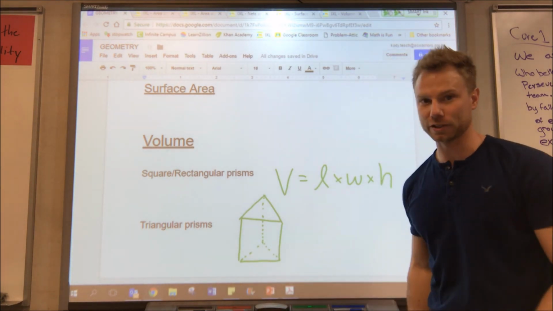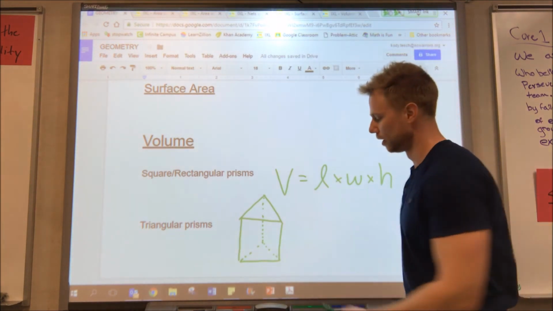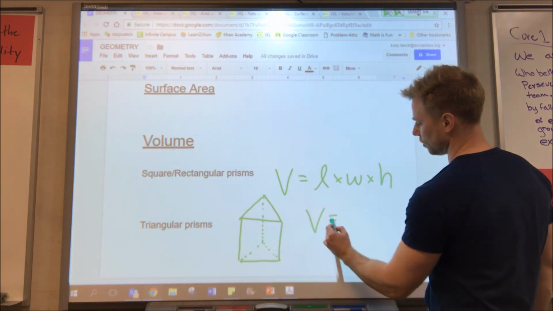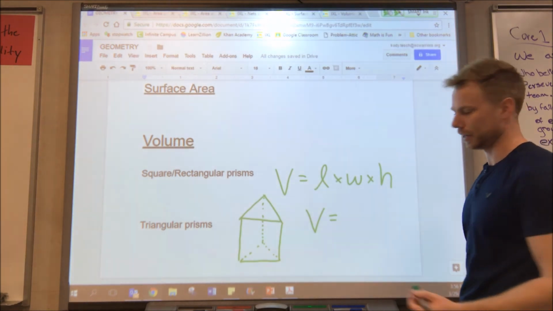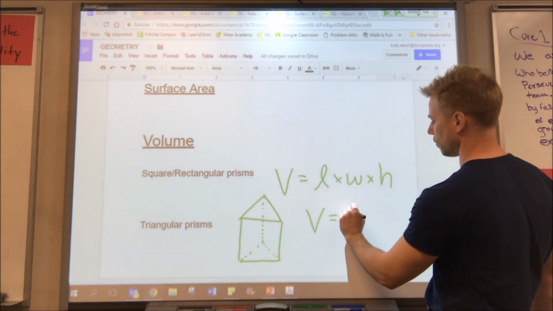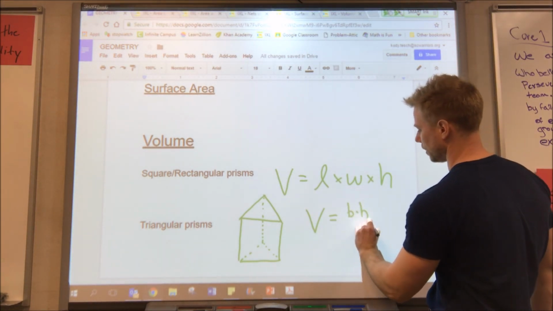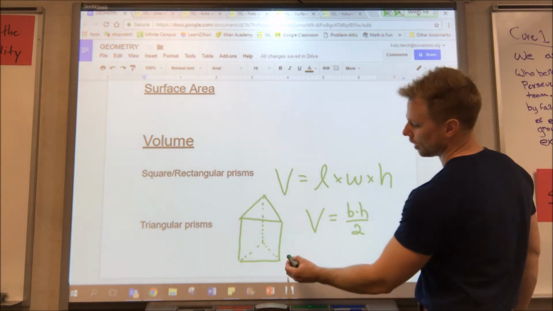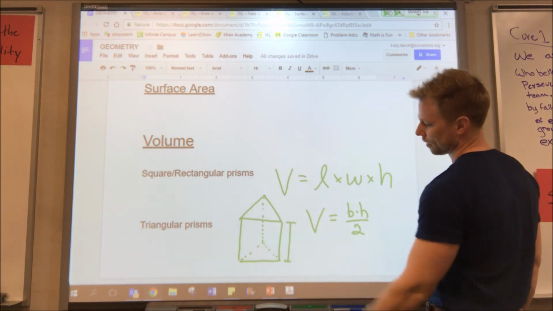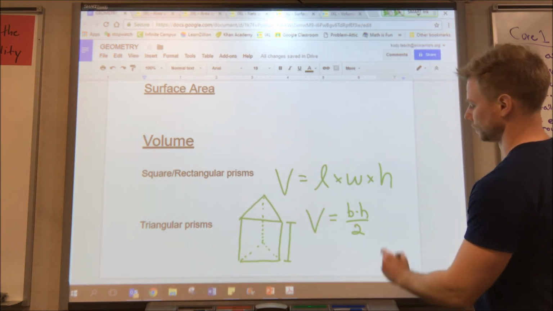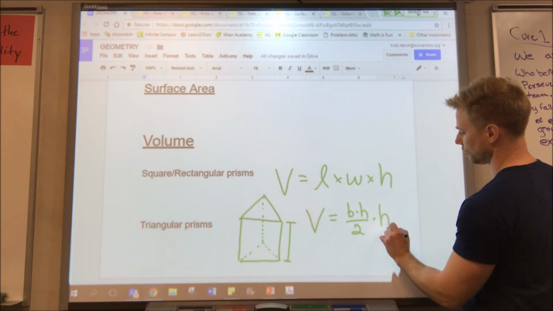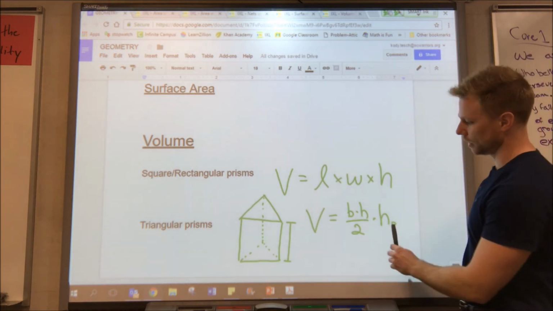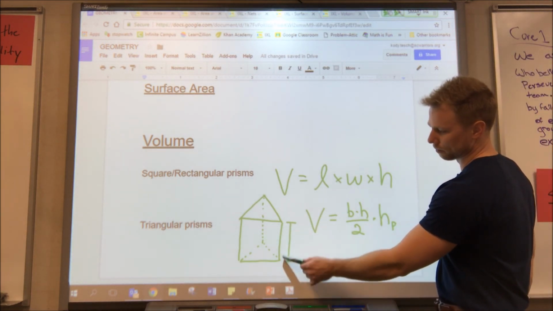To find the volume of that, I have to find the area of the base, which is a triangle, so I have to find the area of the triangle and then multiply it by the height. So the volume would be area of the base, which is a triangle, so we know that's base times height divided by 2, and that's the height of the triangle, and then we have to multiply that by the height of the prism. So then we'd multiply by h again, and I'm going to put a little p there, which means height of the prism.